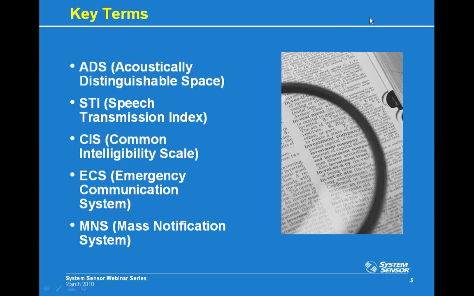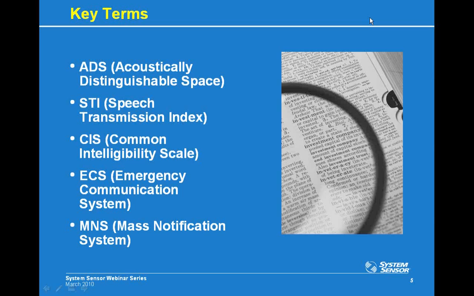First, let's quickly go over some terms related to intelligibility that you'll hear throughout this presentation. First is ADS, or Acoustically Distinguishable Space. This is a term that has been added to NFPA 72-2010. Defining acoustically distinguishable spaces during the planning phase of a project will become important in designing for an intelligible system in accordance with the new requirements. You'll be hearing a lot about this concept later on in the presentation when we go over our code overview.